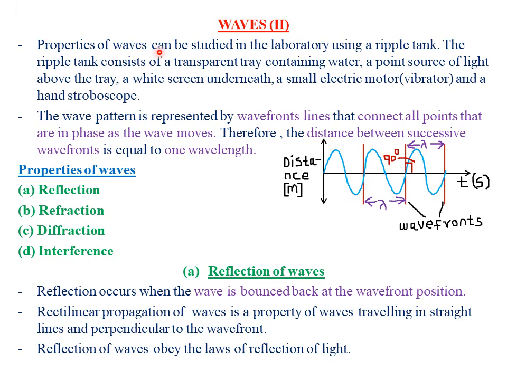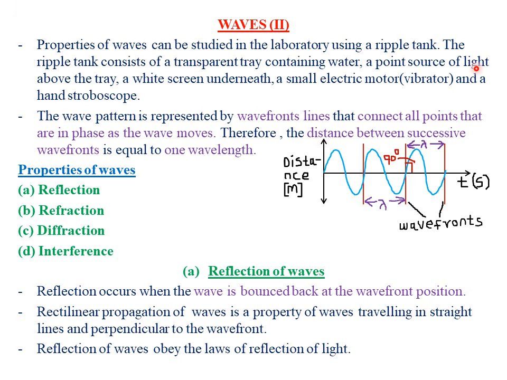The properties of waves can be studied in the laboratory using a ripple tank. A ripple tank is just a tank that we fill with water. It consists of a transparent tray containing water. The purpose of the transparent tray is to allow the formed water waves to be reflected. So they allow reflection of the water waves.